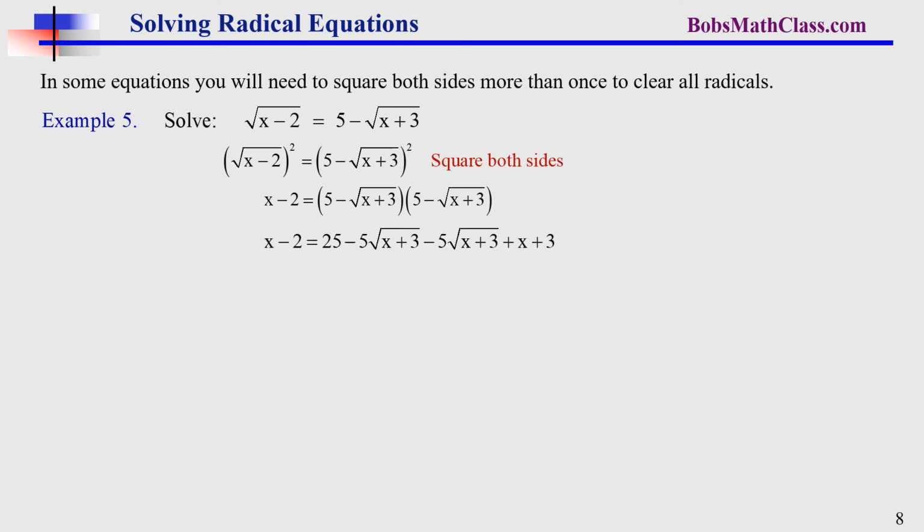Okay, so one of the things we could do is add the 25 and 3 on the right-hand side. That's a 28. The two square root terms, negative 5 square root x plus 3 minus 5 square root x plus 3, is negative 10 square root x plus 3. And then we have an x on both sides. We could subtract the x on each side to get rid of it. So if you minus the x that's next to the 3, and then minus x on the left-hand side, the x's will cancel.